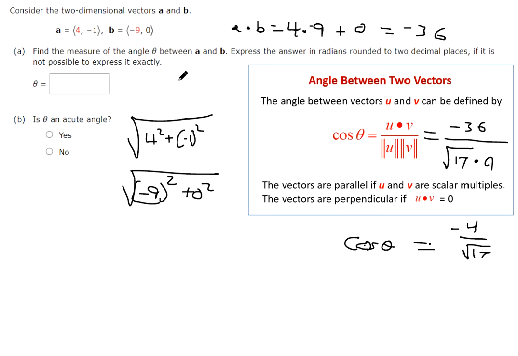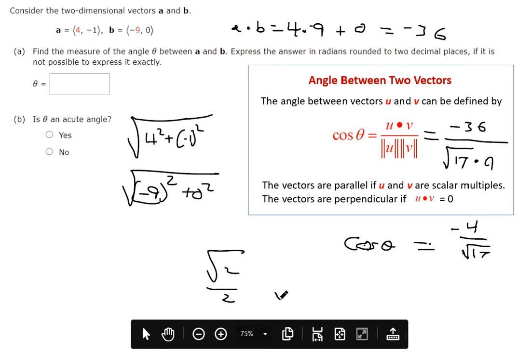Okay, exact answers of trig are when we have like the square root of 2 over 2 or the square root of 3 over 2, something like that. Square root of 17, that's not a trig value for cosine that we typically memorize. We don't have the exact value at our fingertips. So what we need to do is just use a calculator.